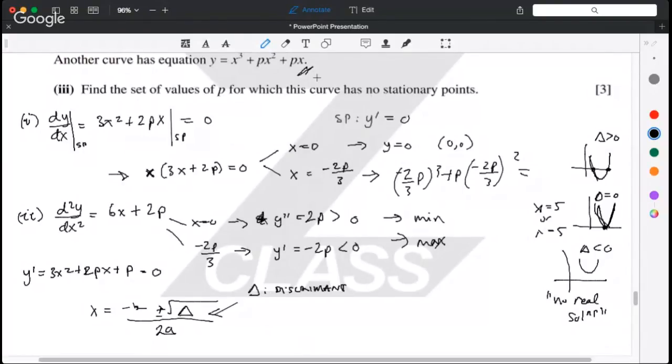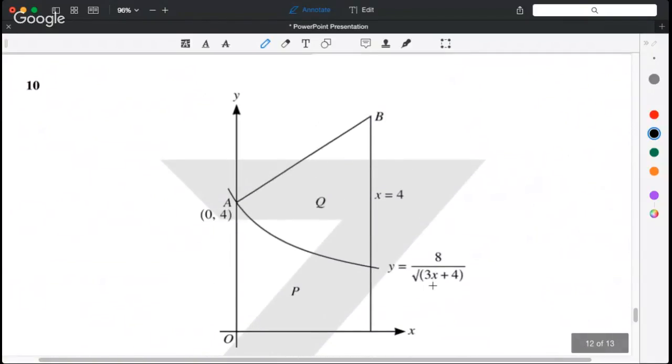So what they're saying here is that they want a value of p for which the curve has no stationary points, and that means that del is less than 0. And here del is just the bit underneath the square root in the formula. So it's got to be b squared, which is 4p squared, minus 4 times 3p. And they're saying that is less than 0. So this will give you a range for p.